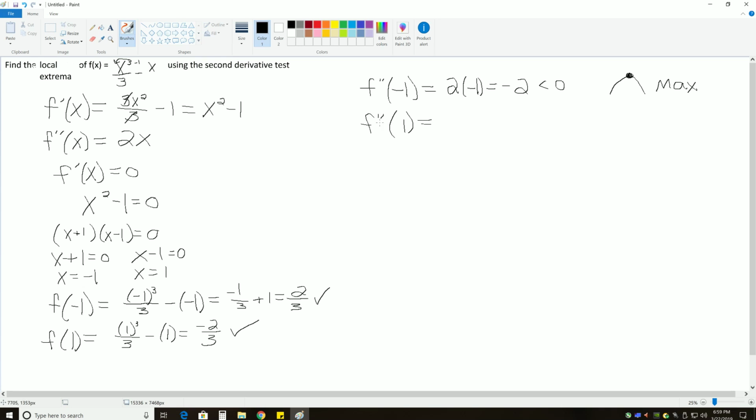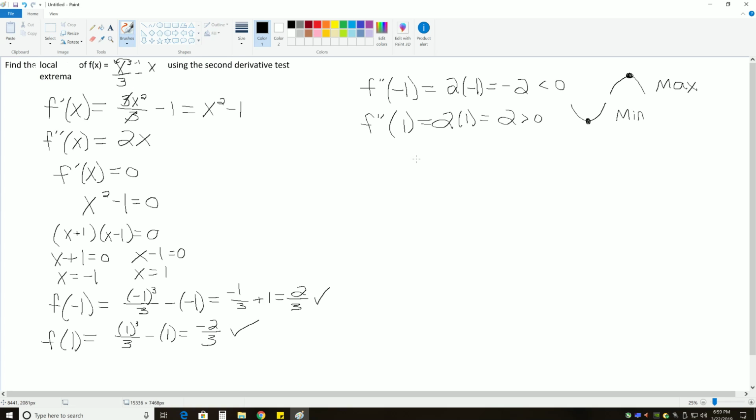Likewise, f double prime of 1 is 2 times +1, which is 2. All we care about is the fact that that is greater than 0. Since it's greater than 0, it means that it's concave up. Remember, concave up looks like a smiley face. So we're dealing with a local minimum.